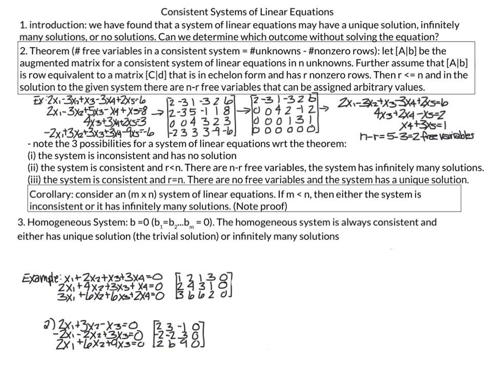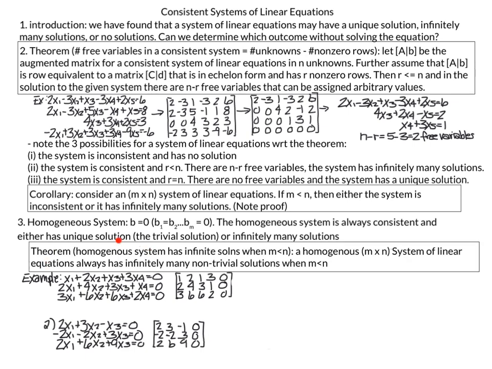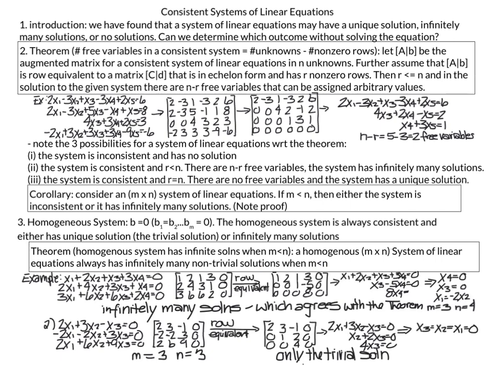So the homogeneous system of equations always has at least one solution, the trivial solution. The other possibility is that it can have infinitely many solutions, but it is always consistent. And we have this theorem to help us out. This is about homogeneous systems having an infinite number of solutions when m is less than n. This is my quick summary, and the theorem actually starts here: a homogeneous m by n system of linear equations always has infinitely many non-trivial solutions when m is less than n. I have two examples of this theorem, but it's a little busy, so I'm going to do this on another slide with more room.